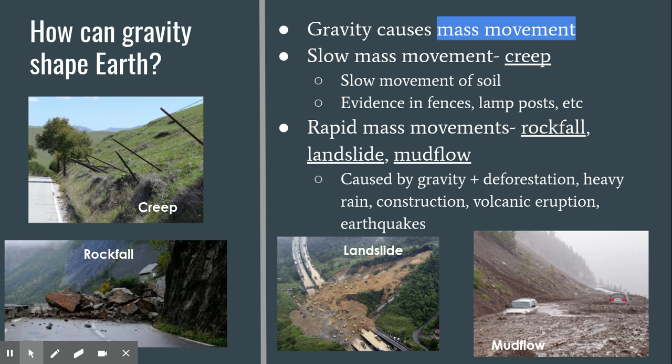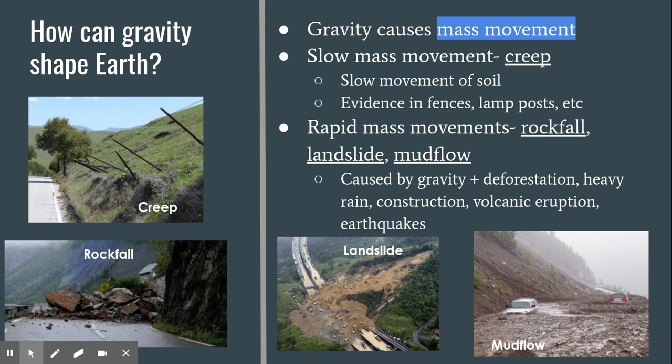Fast mass movements or rapid mass movements are rockfall, landslide, and mudflow. And those are exactly what they sound like. Rockfall is a ton of rocks that have fallen down a hillside. Landslide is where a big chunk of land falls at one time, and mudflow is where, after a lot of rain, you'll see lots of mud overtaking a landscape. This is typically caused by, yes, gravity, but also something else that's triggering the rockfall, landslide, or mudflow.